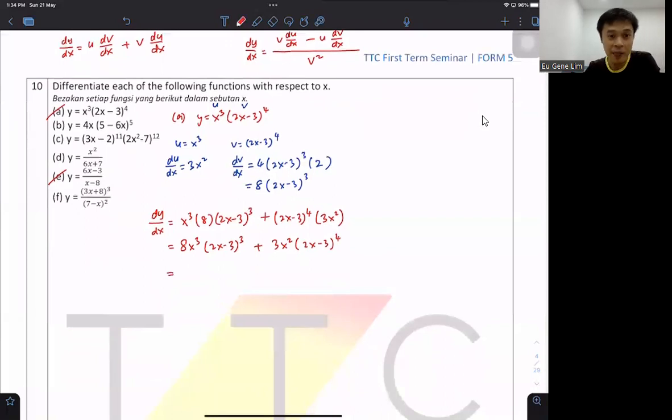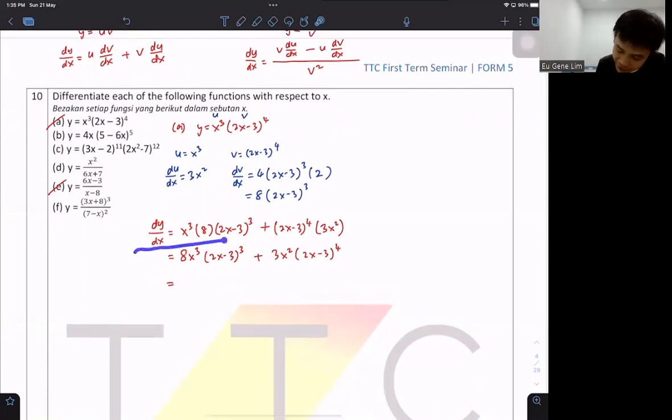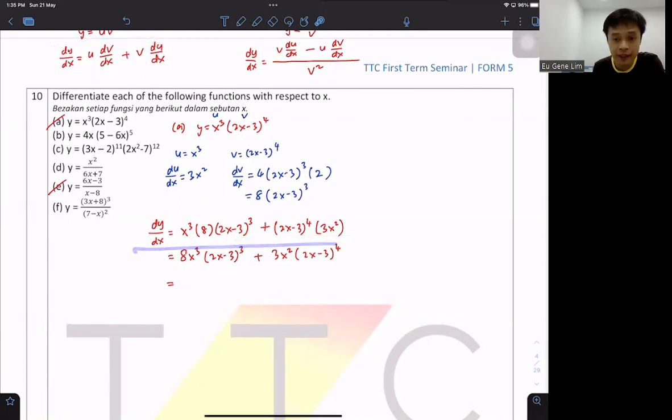Okay, next, haven't finished yet. Next, what you need to do is, no, not differentiate. This one, you need to factorize. You already differentiate actually. You already do dy/dx, the formula is dy/dx. Already differentiate. But then you have to factorize. Understand? This one, you can factorize like this. You see what are the common things.